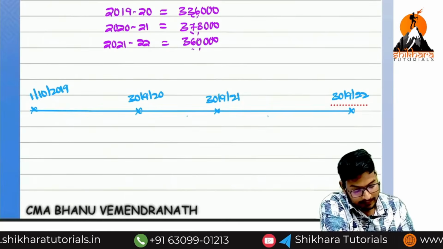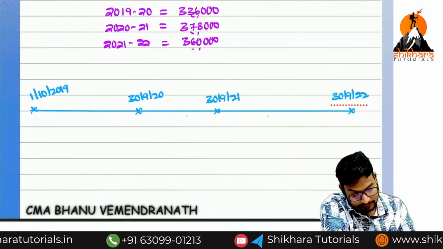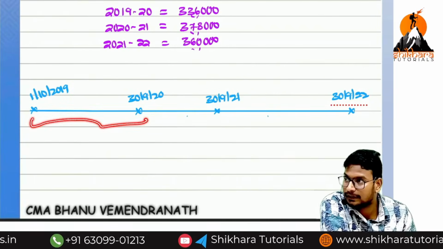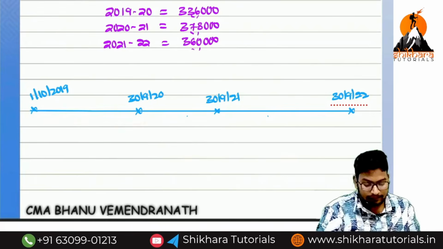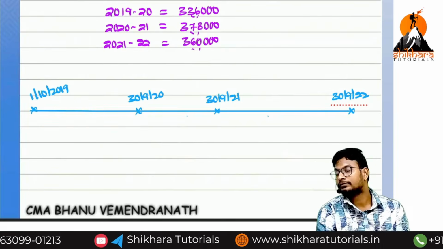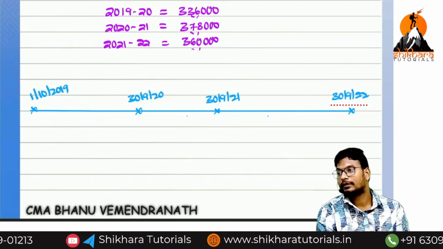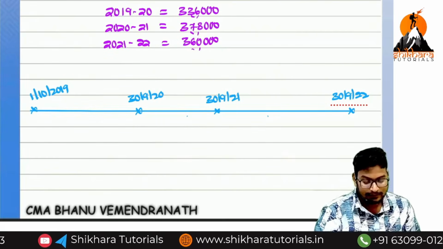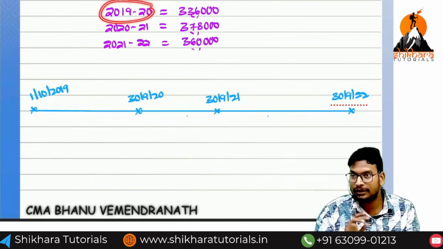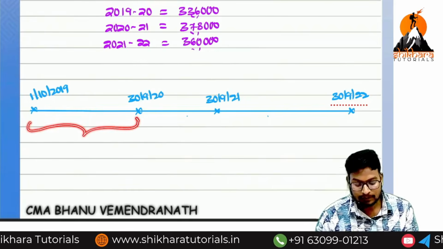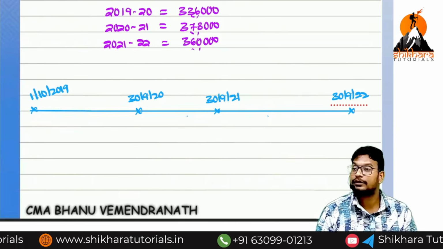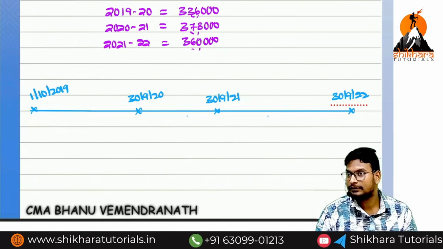Here we cannot say there is a profit for 1/10/2019 to 30/9/2020. They have given profit for 1/4/2019 to 31st March 2020. The profit is not given for 1/10/2019 to 30/9/2020.